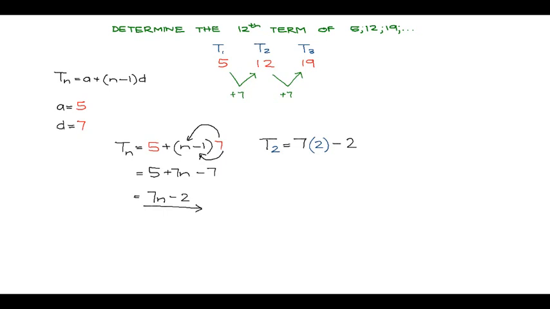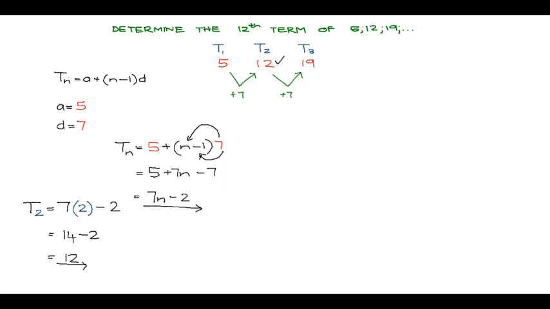Okay, so let's check this out. 7 times 2 is 14. And we have minus 2, and 14 minus 2 is 12. Let's check. Our second term's value is 12. That means our general nth term is correct. Yay. Let's move this out of the way again and go ahead and actually answer the challenge at hand, which was to determine the 12th term of this sequence.